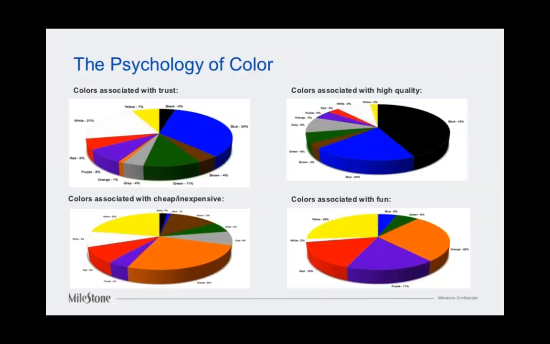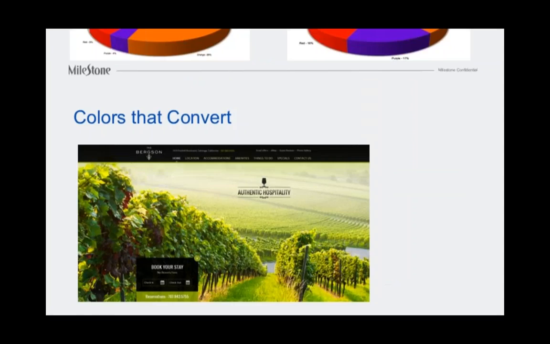This is an interesting approach when we add psychology to the mix. Note, according to this graph here, that orange ranks up there as being cheap and fun, while black is actually considered high quality and also lacks trust. But blue is highly associated with trust and security, so you'll see this often used for businesses such as medical, tech, or even banking. So what are the colors that convert?